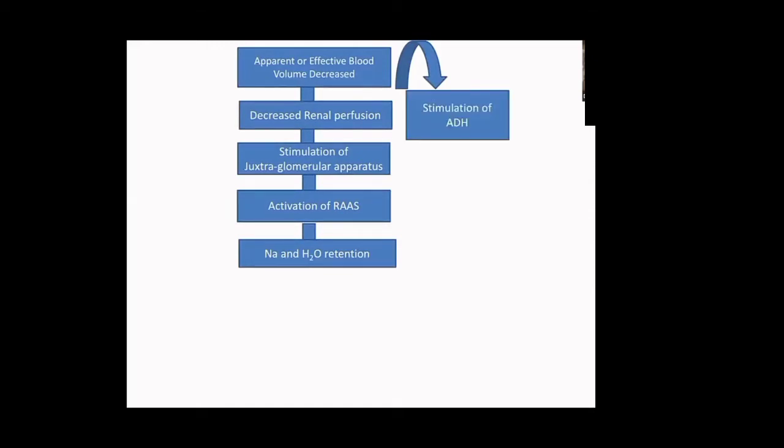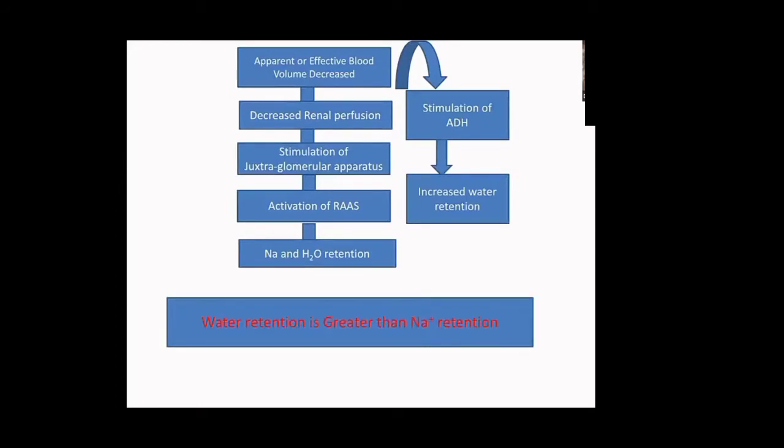There is another mechanism. As the blood volume is decreased, there is stimulation of anti-diuretic hormone. The body tries to conserve water because there is an apparent or effective blood volume which is decreased. As a result of which, the urine output is low. So water retention exceeds sodium retention. As a result, the patient gets hyponatremia. So this is a very classical mechanism which happens in hypovolemic hyponatremia.